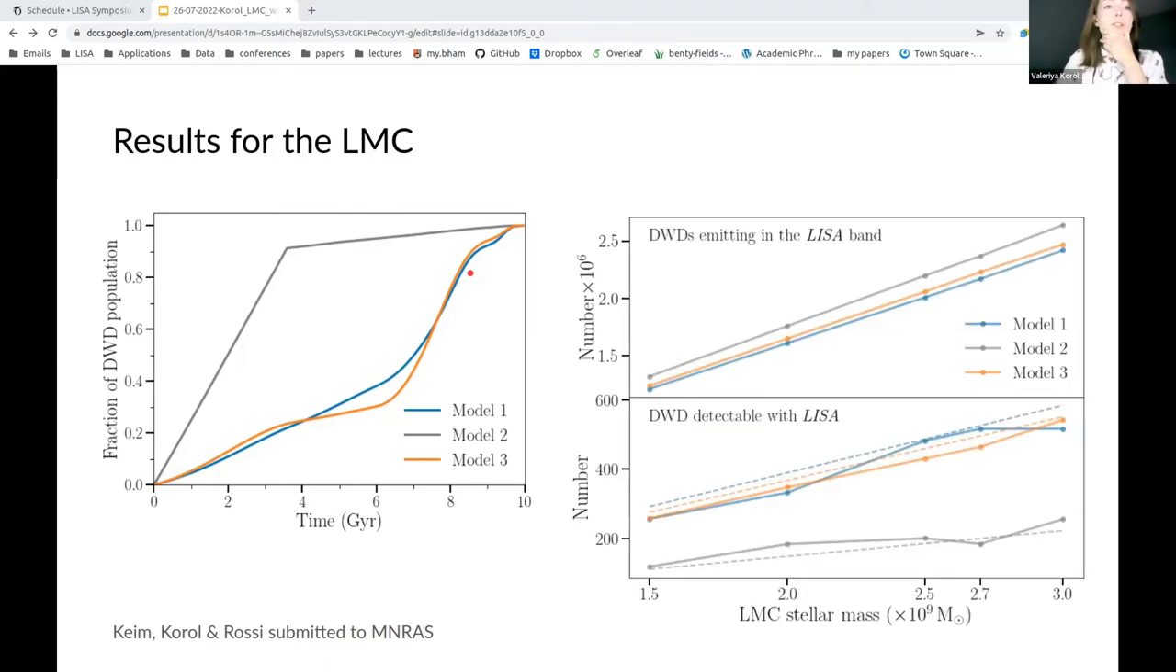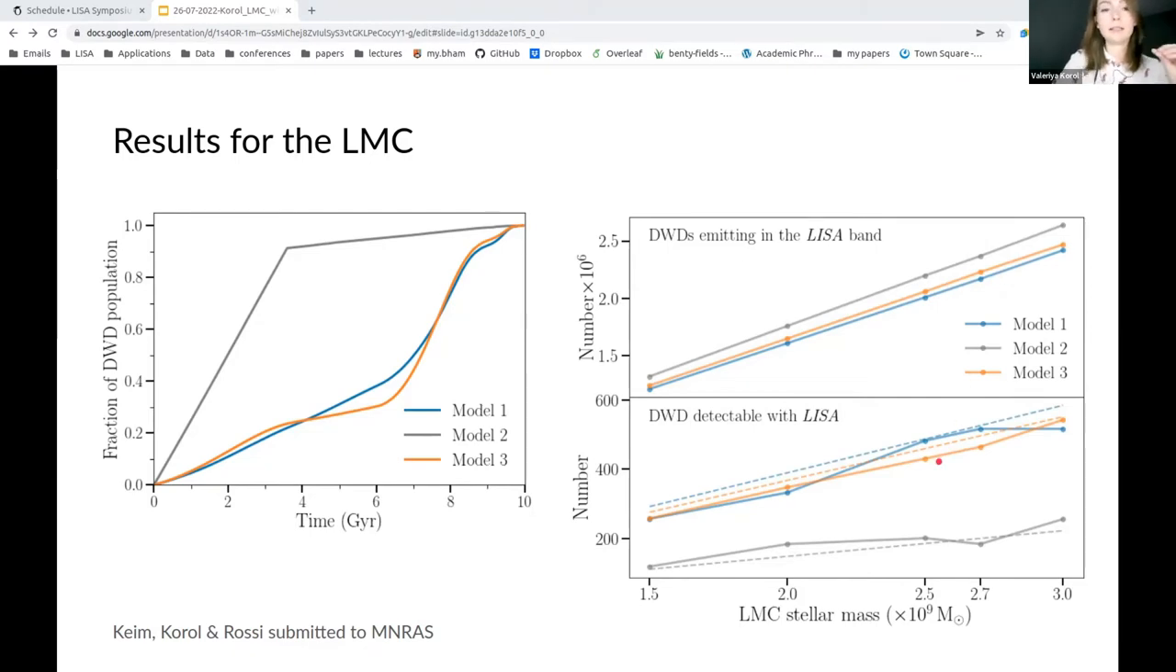So let me show you the result in terms of the number of double white dwarfs as a function of the LMC total stellar mass. So on the top, we are looking at double white dwarfs emitting in the LISA band, and you see that the number scales linearly with the stellar mass of the LMC, and the three models predict roughly similar numbers, all around 20 million binaries.